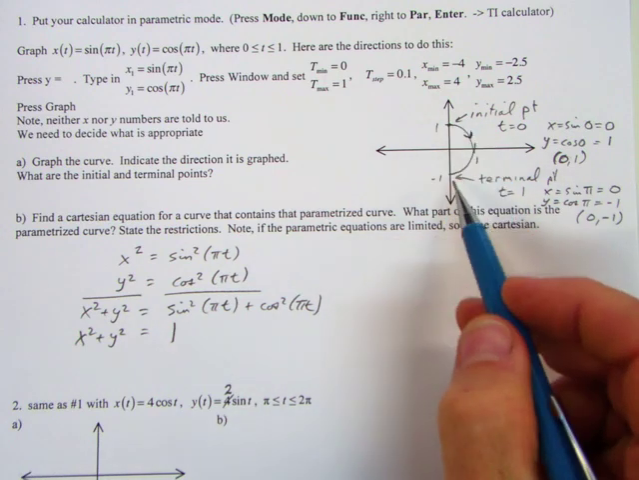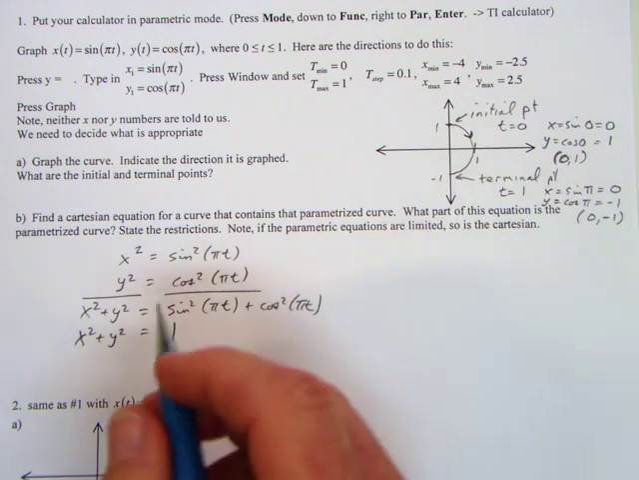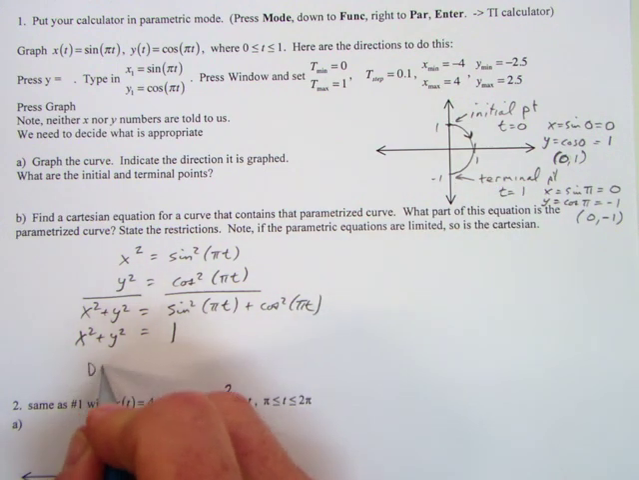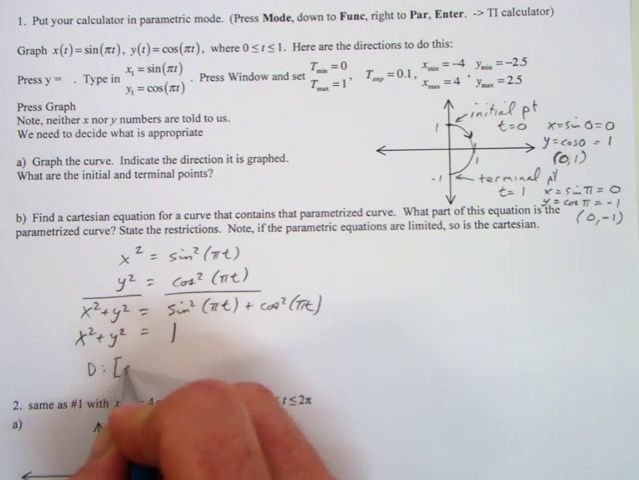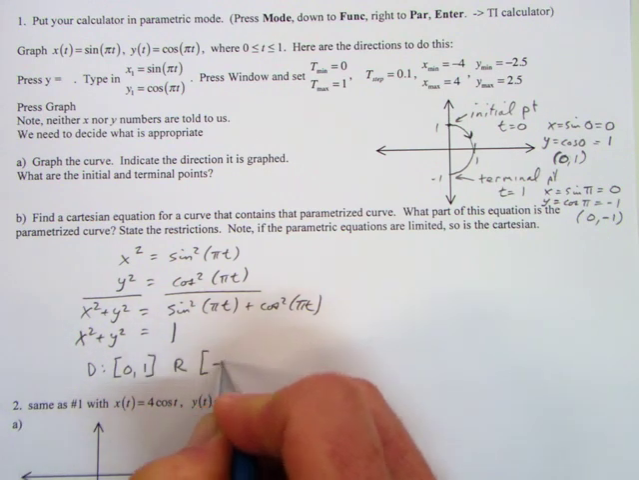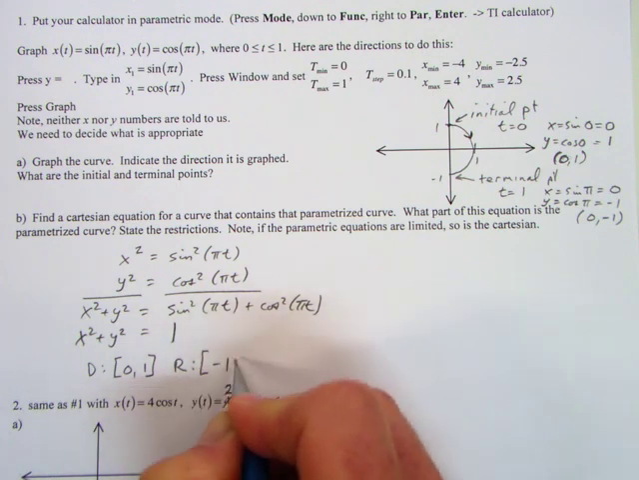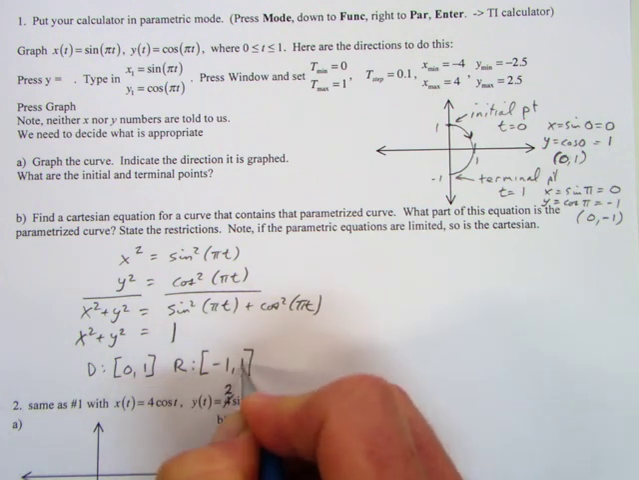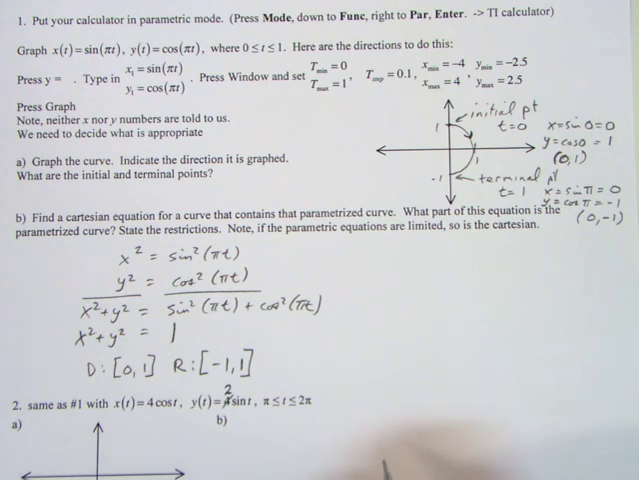it's only the half. So what is the domain of the x values? What are the x values here? 0 to 1. And what's the range? What are our y values? Negative 1 to 1. So we're going to state the restriction on there to make that complete.